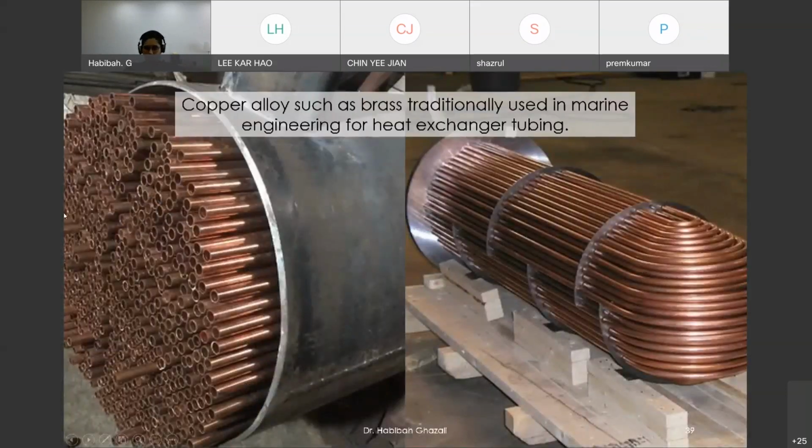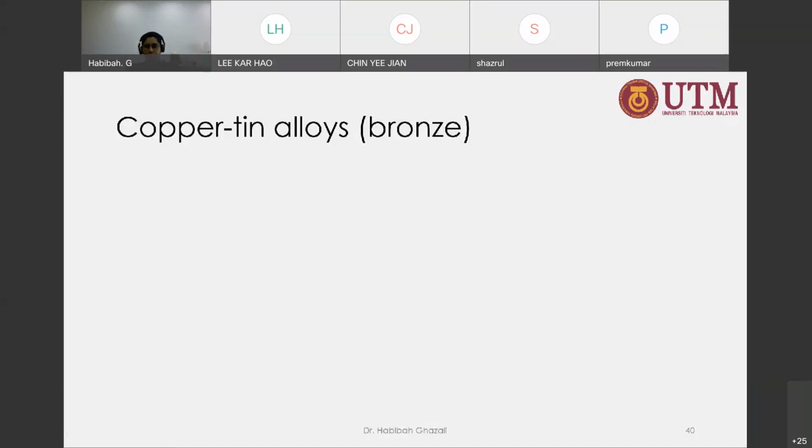For marine applications, as I have explained, we use a lot of copper alloy, brass alloy as well. Copper alloys such as brass are traditionally used in marine engineering for heat exchanger tubes. This is because they are resistant in seawater applications. So when we use them in marine applications, they can resist corrosion, so they can last longer. All right, so that's for brass, and then we have bronze.